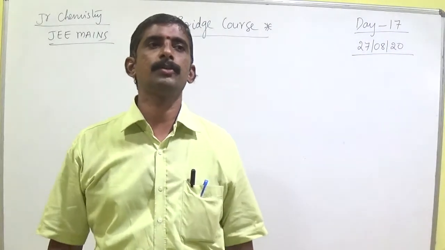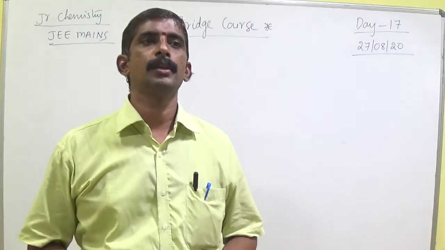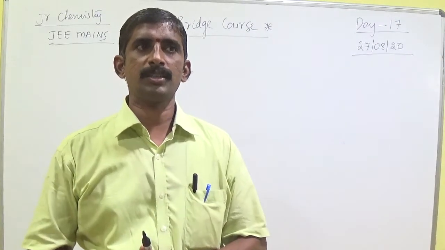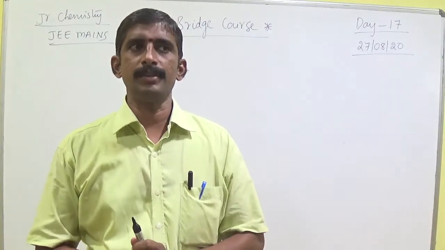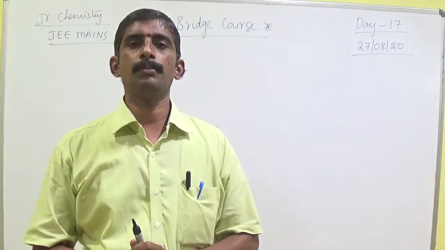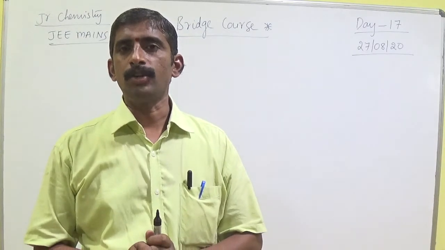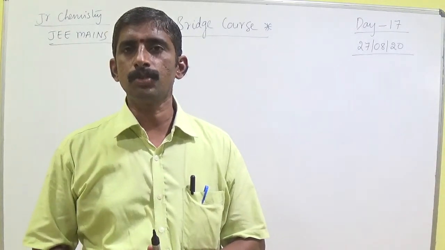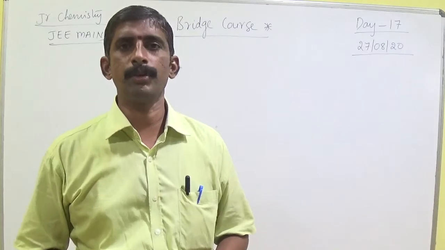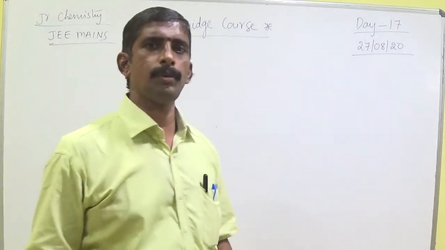So now, continuation of pH problems in physical chemistry. Last time I explained that pH means the negative logarithm of hydrogen ion concentration. The negative logarithm of hydrogen ion concentration is known as pH. Last time I gave one problem and another problem.